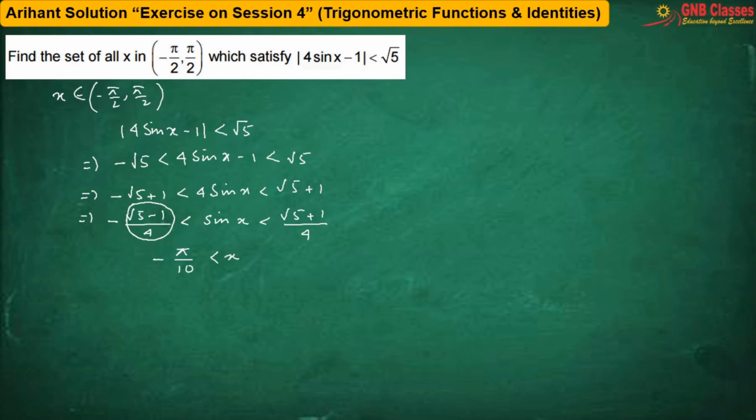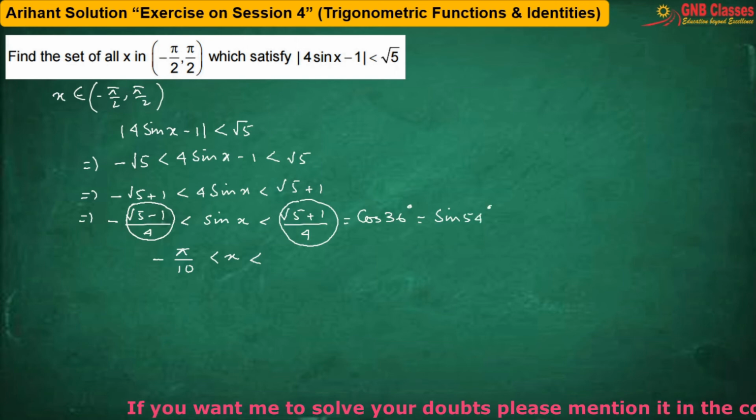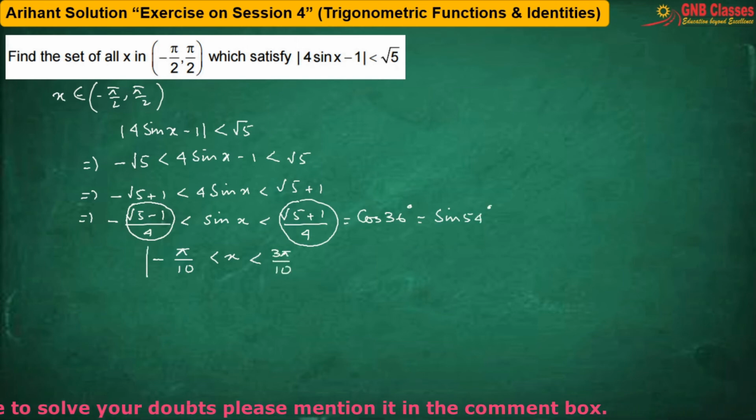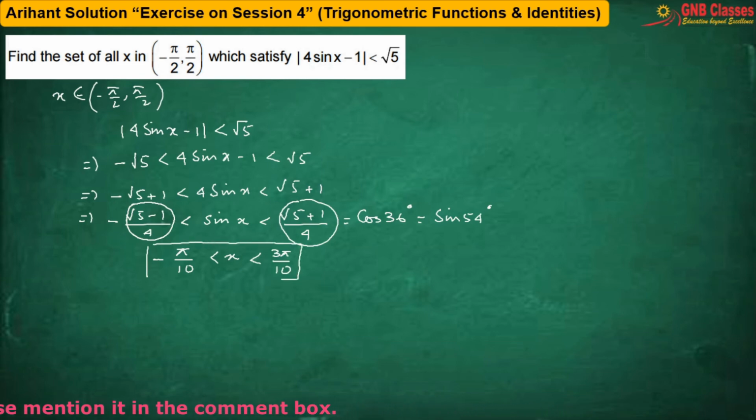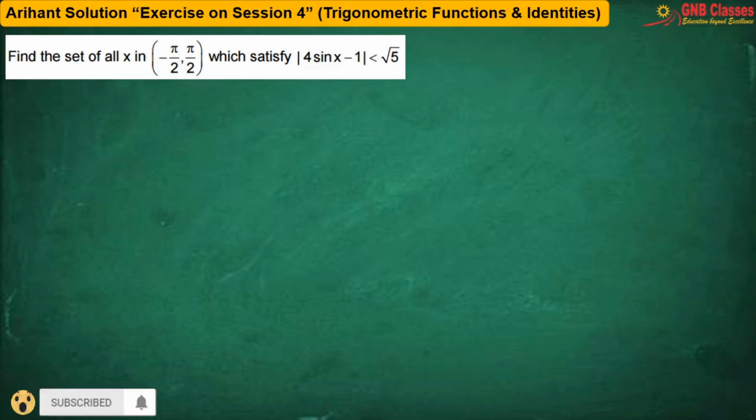Is it clear? And root 5 plus 1 by 4 is basically the value of cos 36 degrees, which is the same as your sine of 54 degrees. Is it clear? So x will be less than 3 pi by 10. Is it clear to all of you? So this is the solution set where mod of 4 sin x minus 1 will be less than root 5. Is it clear to all of you? Move for the next problem.